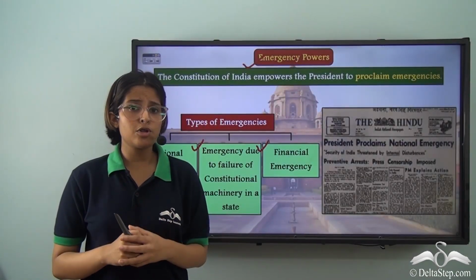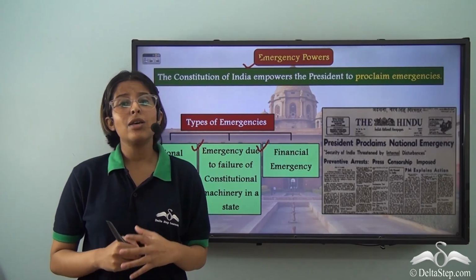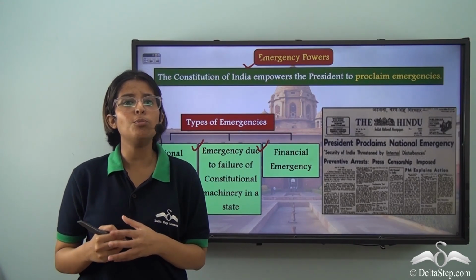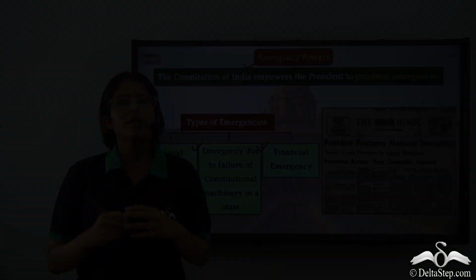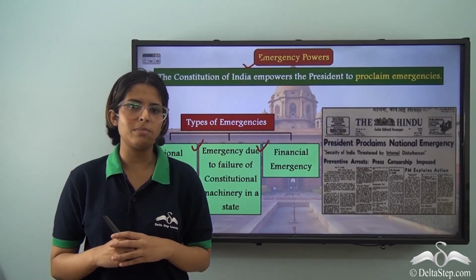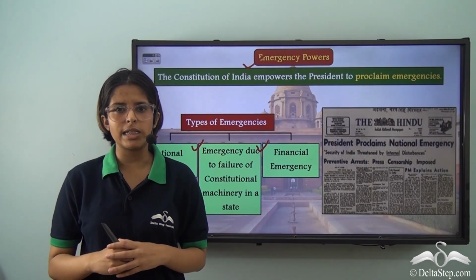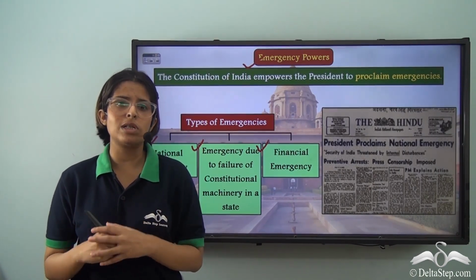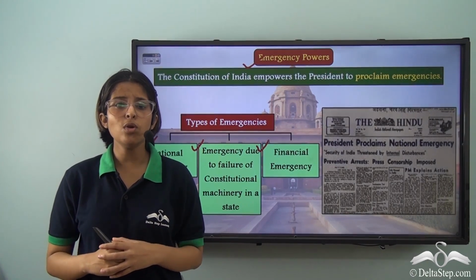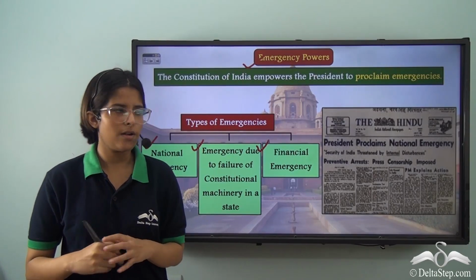So if there is an emergency, for example, if the security of India is at threat, the president has to issue a proclamation of emergency. During this time, the Union Executive assumes more responsibilities than usual. And since the president is the head of the Union Executive, he assumes many responsibilities. So, we understood what the emergency powers of the president are.